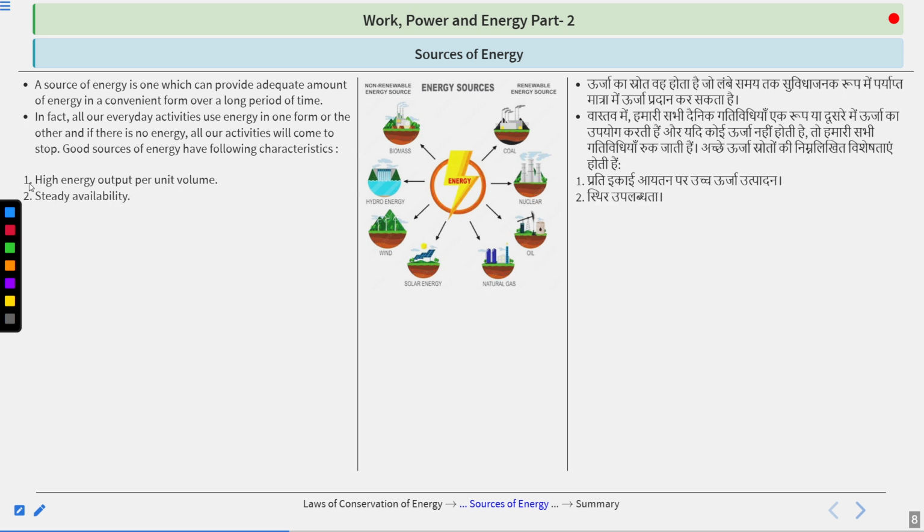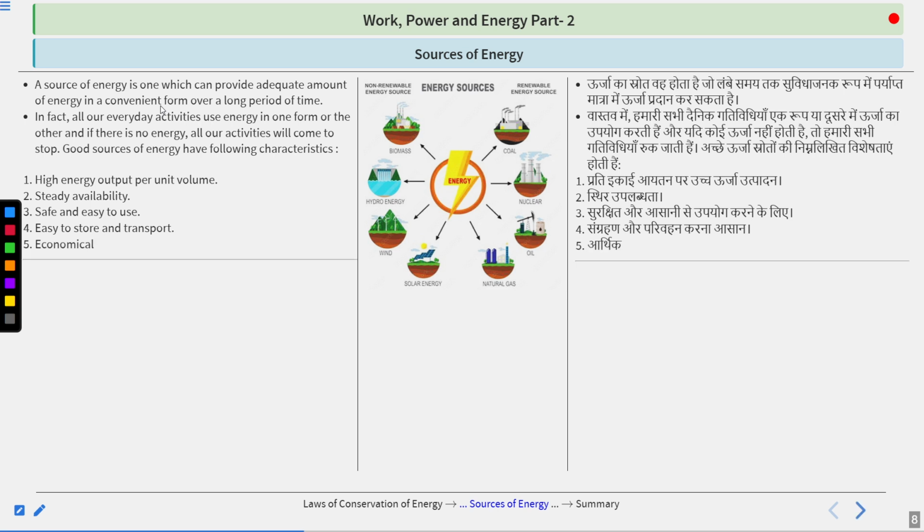Thereafter, steady availability, which means it is available for a long period of time, not a short period. If you use the energy for one day and the next day it is empty, that is not a source of energy. If you are using it for a long duration, then only it will be a source of energy. So it must be steady, available, safe and easy to use, in a convenient form. Easy to store and transport so that the convenient form can be utilized.